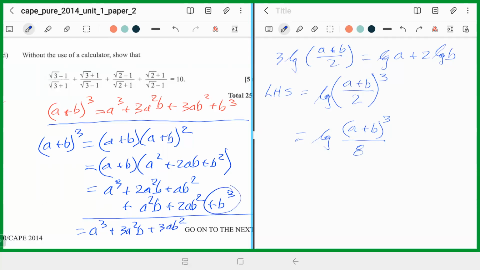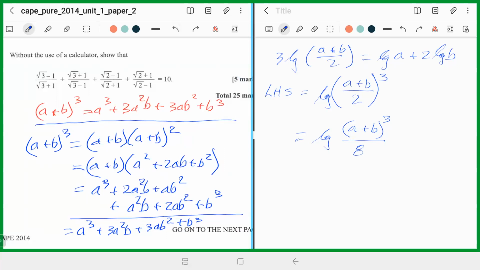and then b cubed, which is what I wrote here. So this numerator becomes this.